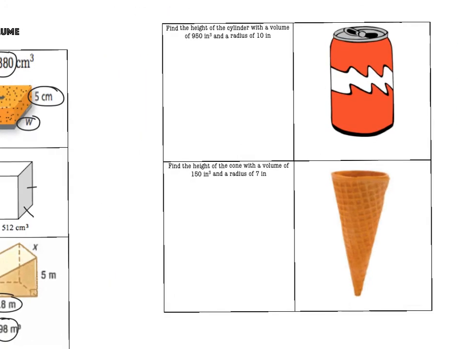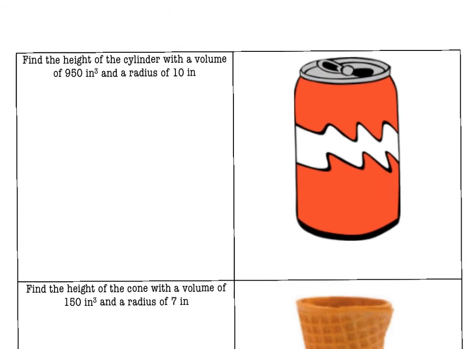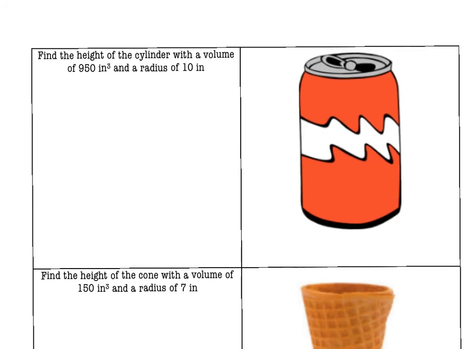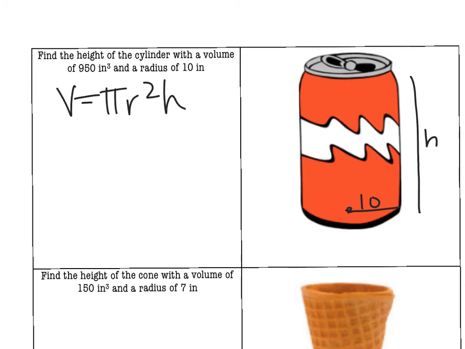So let's talk about a cylinder. So the height is what we're looking for. So this is what we don't know. We don't know h. And it tells me that the radius, which is halfway across the circle, is 10. So make sure if they give you the diameter, you cut that in half. So volume here is pi r squared h.